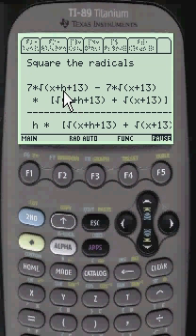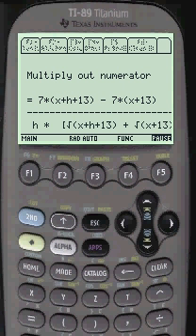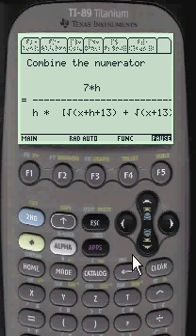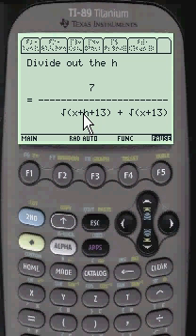When you multiply a radical times a radical, it becomes a not radical, okay? We multiply them out. We've gotten rid of the radicals. Here it is here, the problem. You still have the radicals in the bottom, of course. We expand the numerator. Turns out to be this. Combine the numerator, turns out to be 7h. We divide the h out, becomes 7. And then we have this remaining in the denominator.